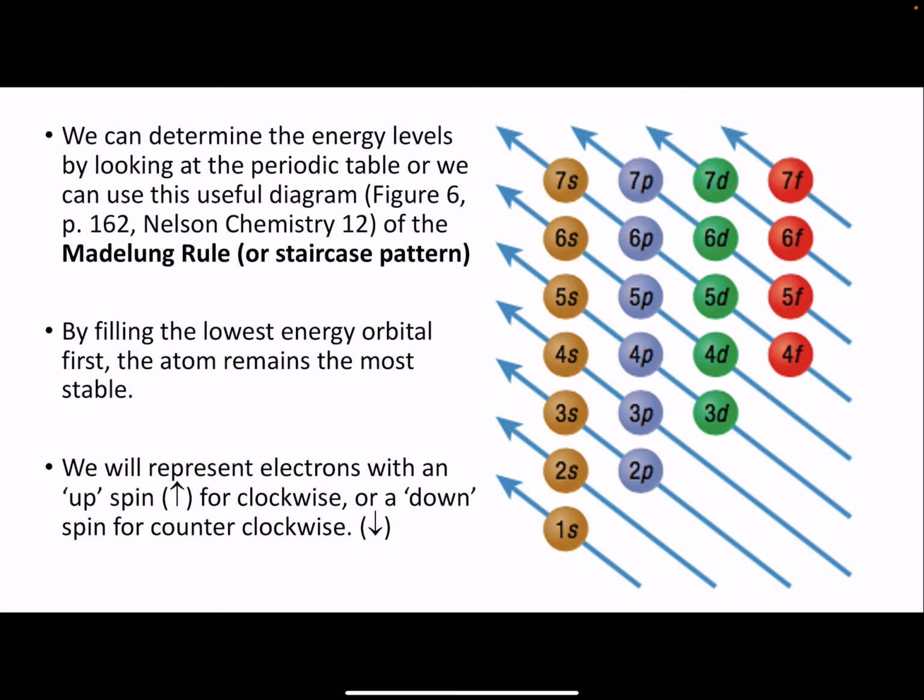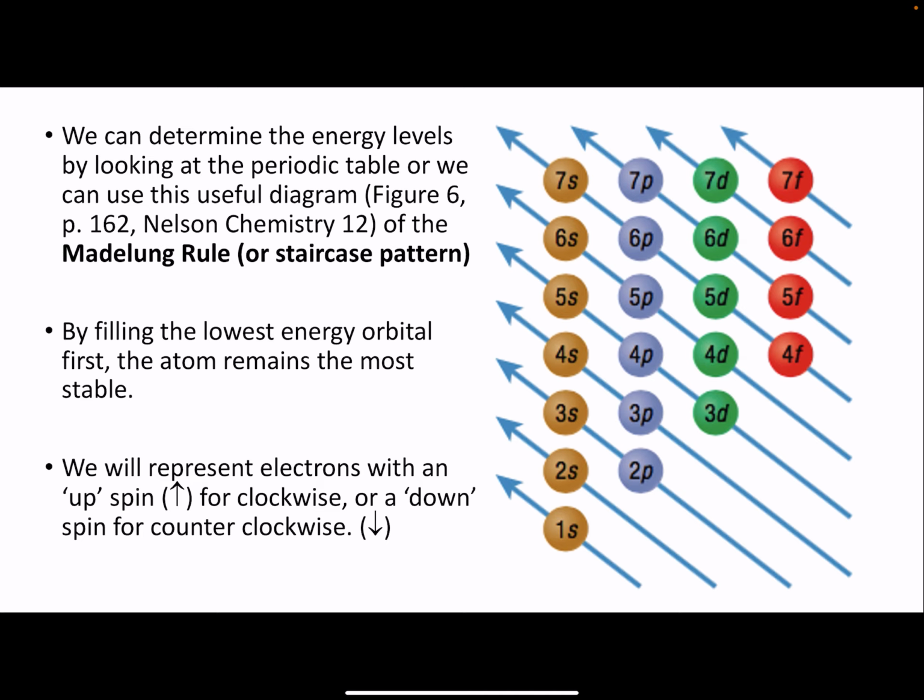So in terms of how do we know what orbital an electron is in, given an atom? Well, we do that with a couple of different patterns that have been developed over time. The first one that you see here is known as the Madelung rule or the staircase pattern. So in the textbook, if you have Nelson Chemistry 12, you can see the pattern is here. This tells us the order that electrons are placed into, because essentially every atom begins with a nucleus, and then electrons are added to that in order of energy level.